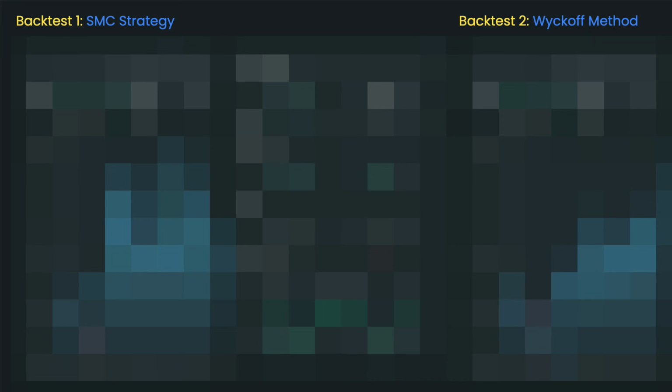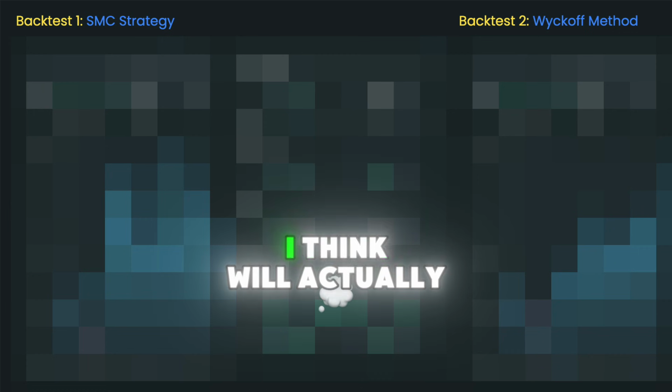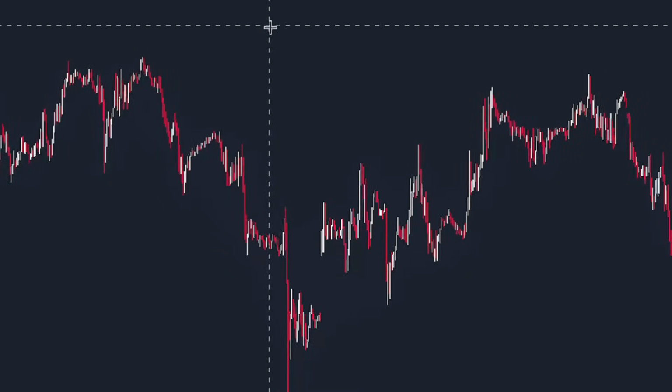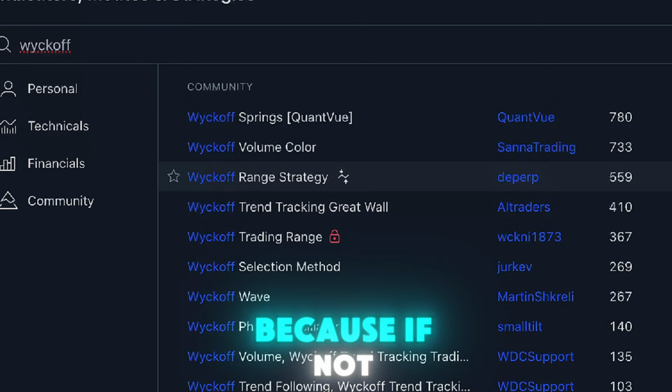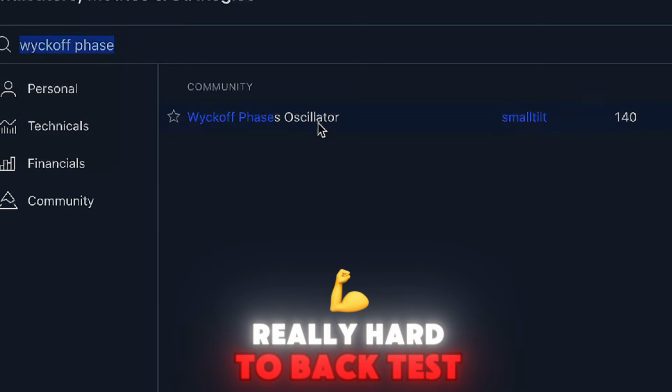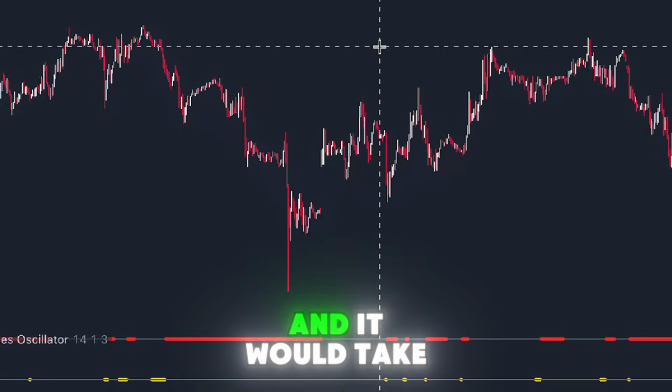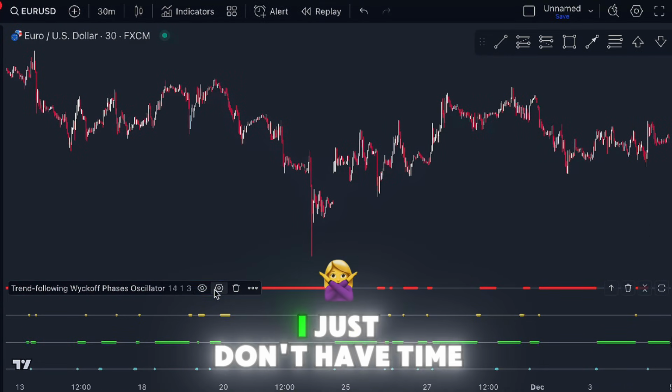Make sure to stick around until the end of the video, because I'm going to be showing you guys a comparison between the two backtests that I think will actually shock you. For the sake of this backtesting, I'm going to simplify this a little bit, because if not, it's going to be really hard to backtest this properly. We'd have to use replay charts and it would take hours and hours. I just don't have time for that.